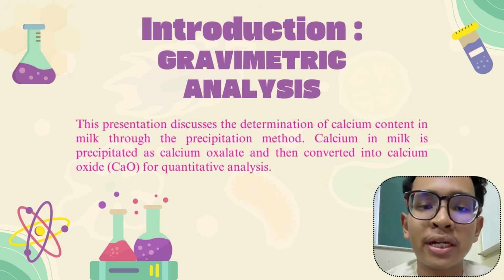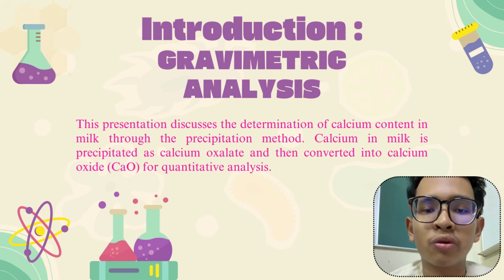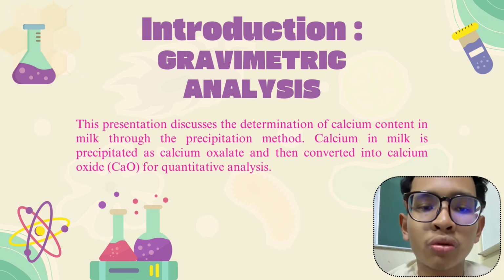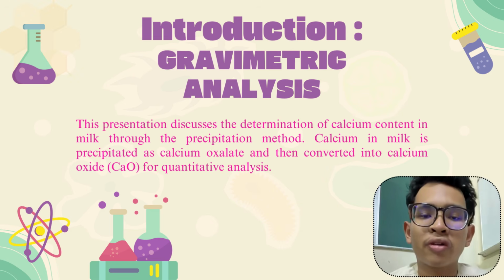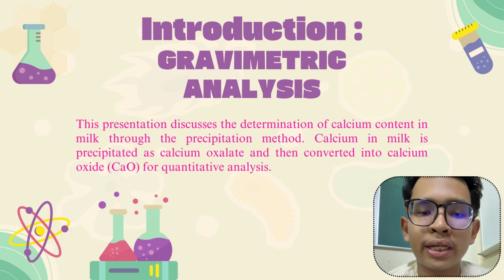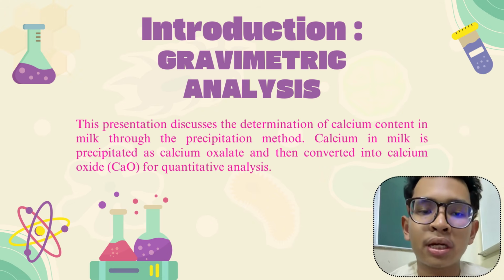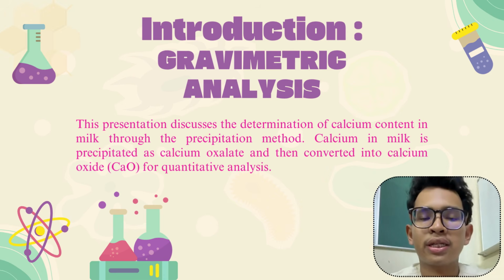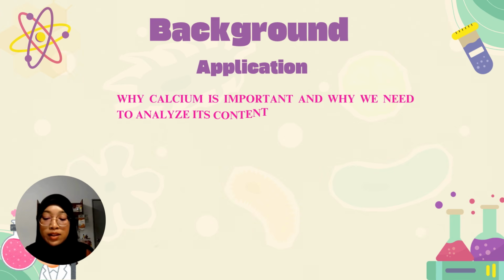In this experiment, calcium ions present in milk are precipitated as calcium oxalate. The precipitate is then heated to convert it into calcium oxide, CaO. Finally, the mass of calcium oxide obtained is used to calculate the calcium content in the milk sample through stoichiometric analysis. So now we move to the background and applications of this method.